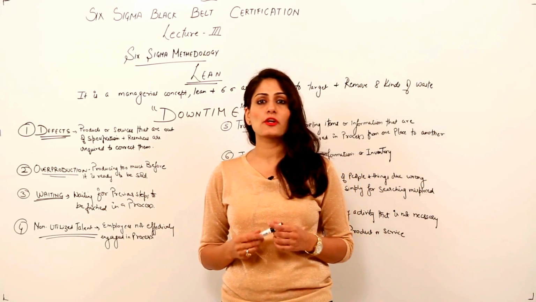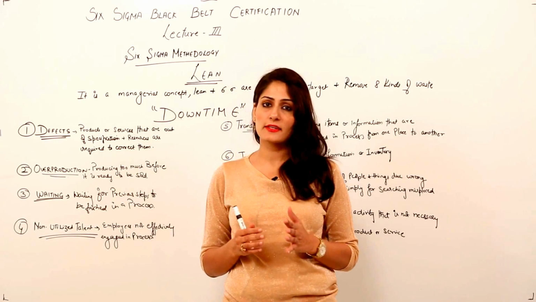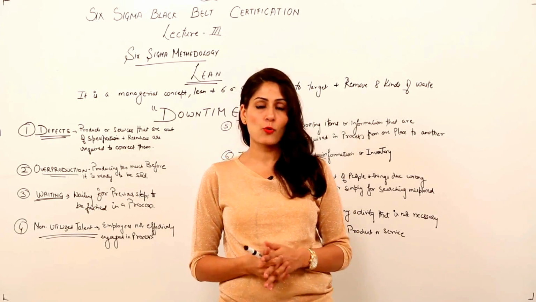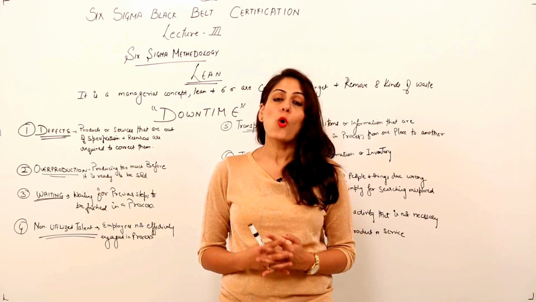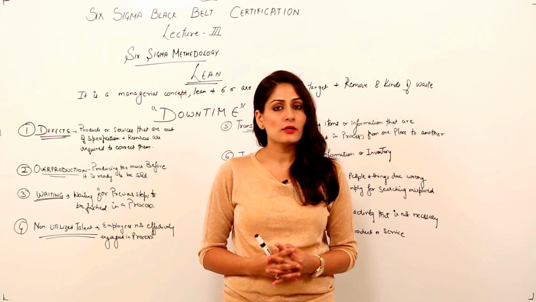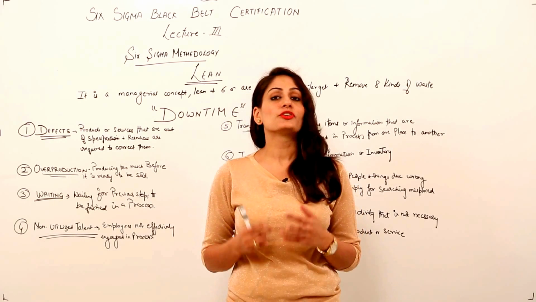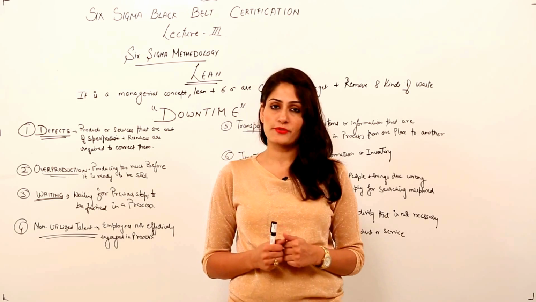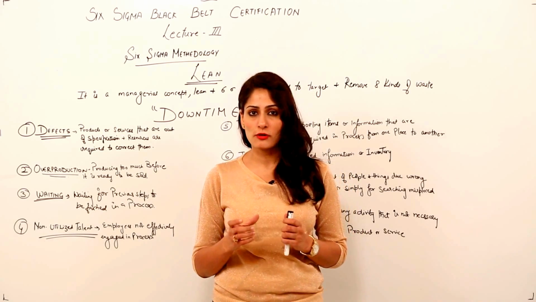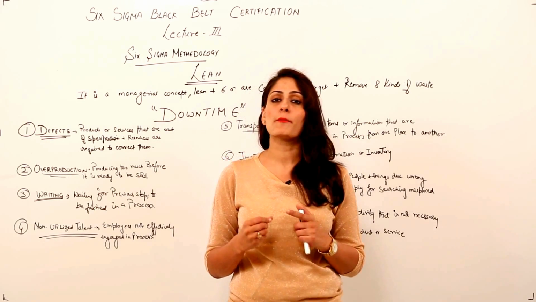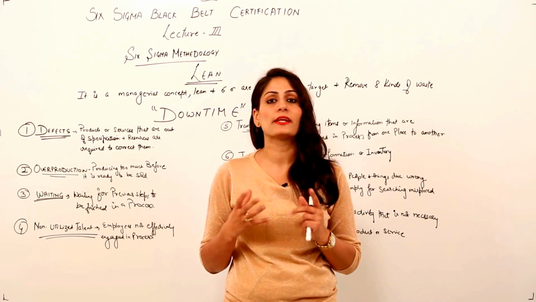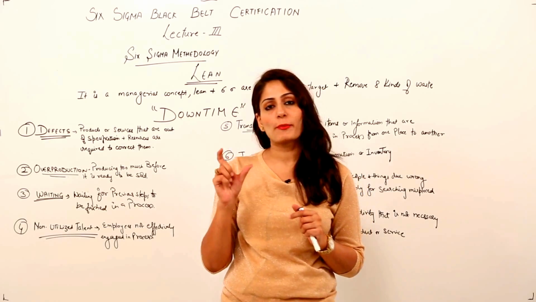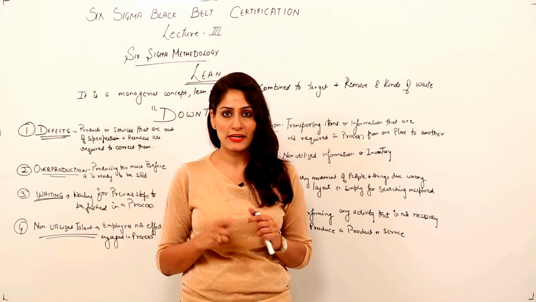Lean is a managerial concept. Lean and Six Sigma are combined to target and remove 8 kinds of waste, which are mainly defects, overproduction, waiting, non-utilized talent, transportation, inventory, motion and extra processing. I can give you one term with the help of which you can remember all these 8 kinds of waste with ease, and that one word is downtime. Each alphabet of this word will tell you about one waste.